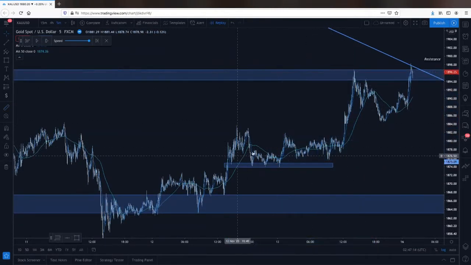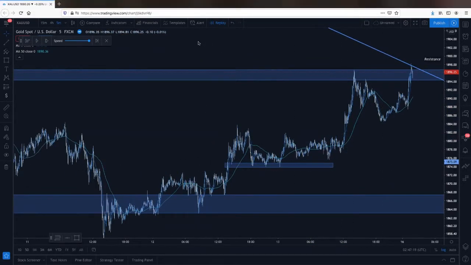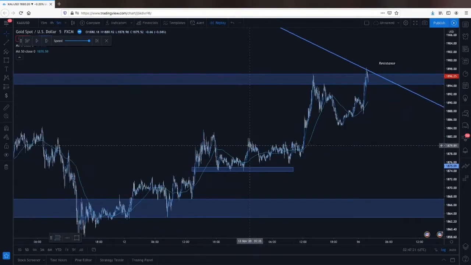But we're gonna get into that. We gotta break this down before we get into scalping moves. And you can do this on any pair. I'm just doing it on gold.